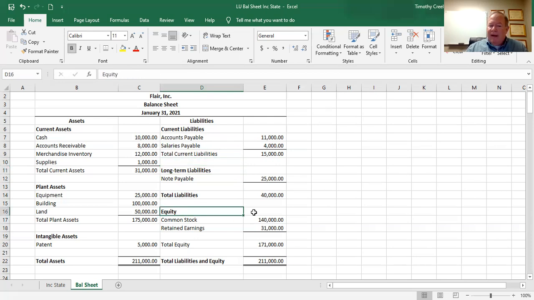Now, equity remains the same. Equity is still going to be common stock and retained earnings. And again, the goal of the balance sheet is to make sure your total assets equals your total liabilities and equity. And you can see here it does, which is a very good thing. You want your balance sheet to be in balance. Very important. Just wanted to talk about that for a few moments.